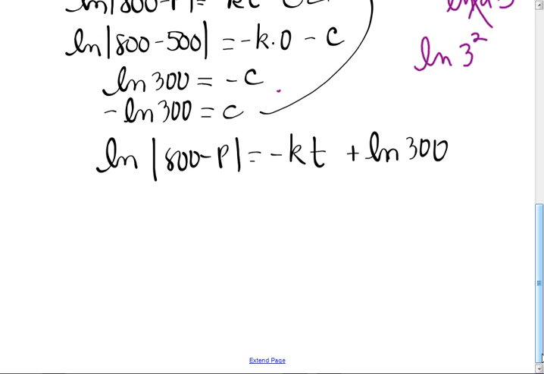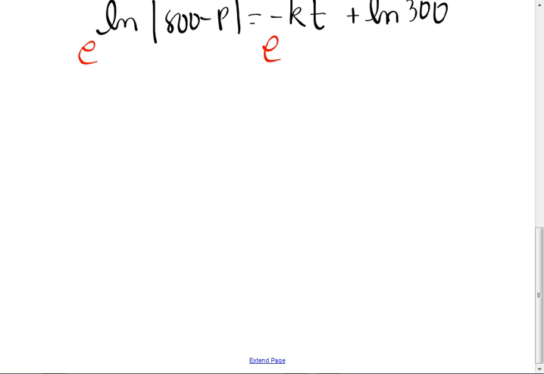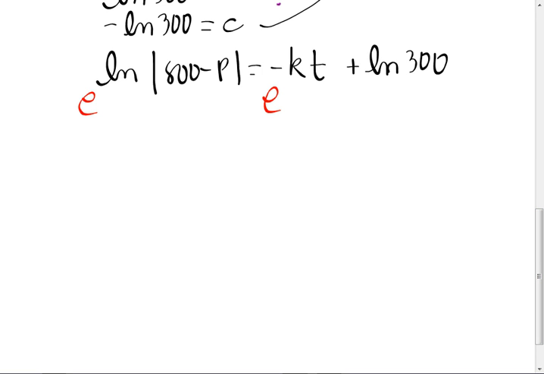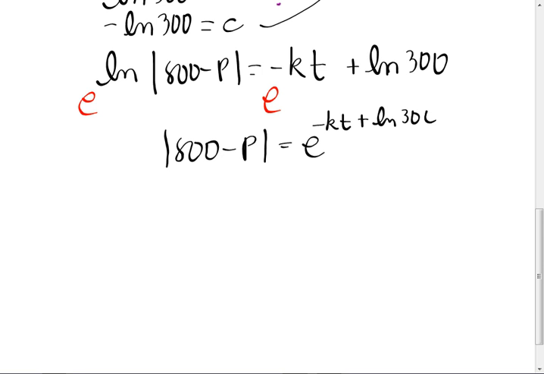Now what do I do? It says solve for the population in terms of k and t. So that's going to give me the absolute value of 800 minus P, which is equal to e to the negative kt plus the log of 300. Do you want to simplify that right side or not? Or just leave it? Just leave it.